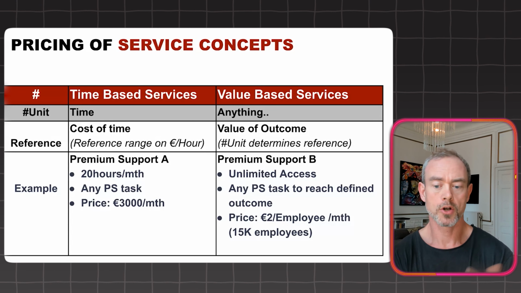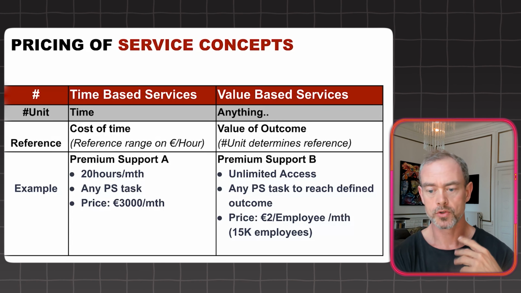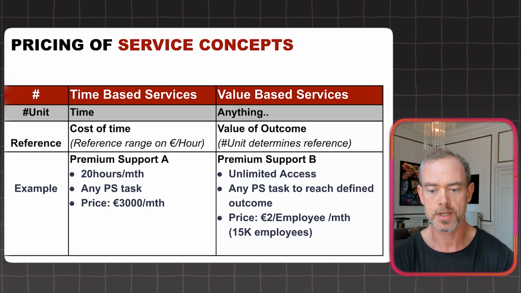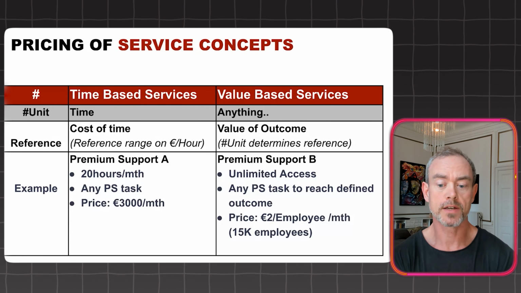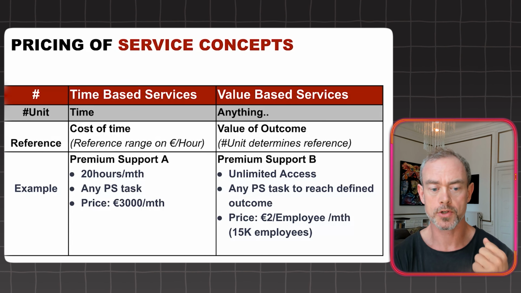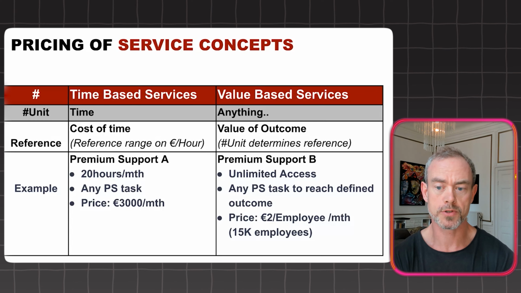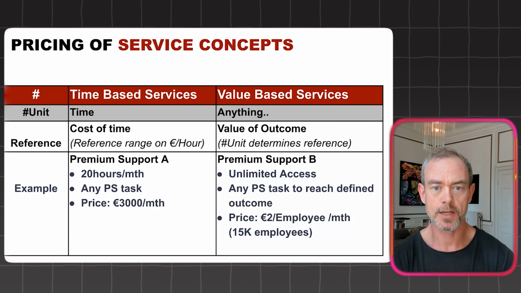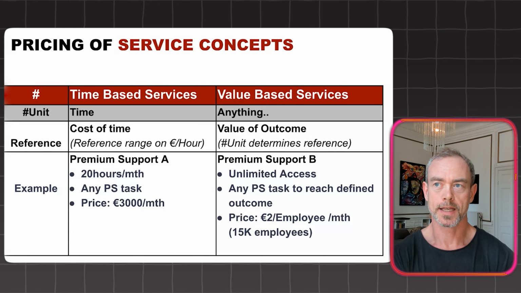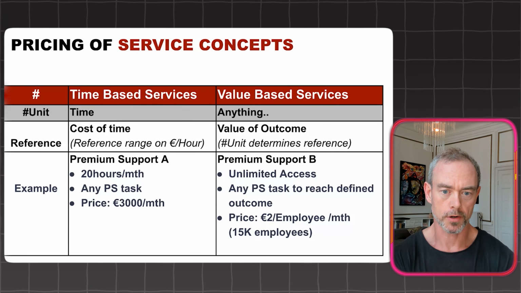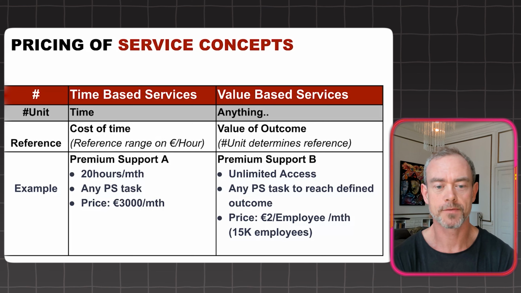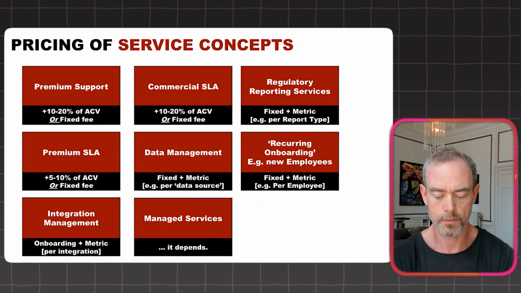So you can say, hey, we're just going to charge, let's say, €2 per employee because all your employees can call and activate the service. And maybe there's 15,000 employees. So now suddenly you're charging 30,000 for premium support B, which is a service concept, compared to premium support A, which is just like a covered up prepaid model. So this is essentially the kind of gymnastics mentally that you have to walk through.